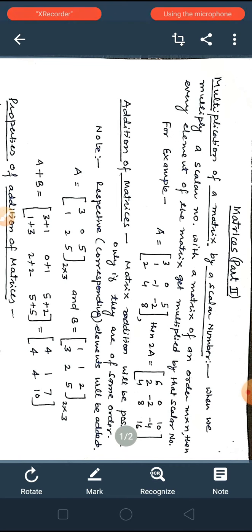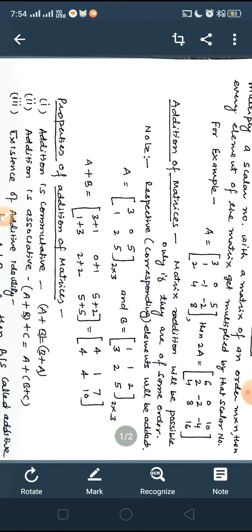Now the next topic is addition of matrices. How will you add, and whether addition will be possible or not? There are certain questions which arise because matrix is a different topic. It is not arithmetic, where addition is always possible, but it is algebra. So let us check what happens about addition of matrices.